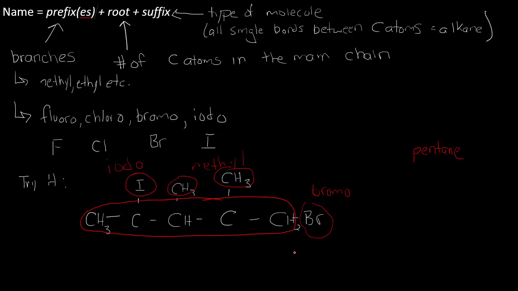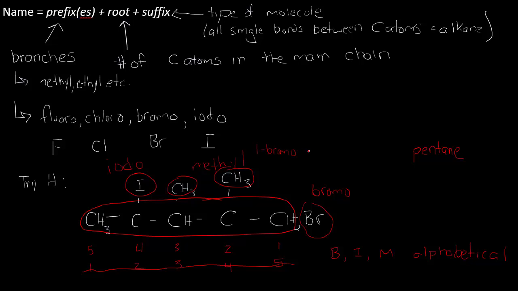So in terms of letters, I have B, I, and M. Put them in alphabetical order. Number your chain. So I'm going to number from left to right or right to left. If I start on the right hand side, I get the bromine at carbon 1. If I start on the left, the iodo comes at carbon 2 and the bromine's at carbon 5. So I'm going to pick the first way. So carbon 1 is on the right.